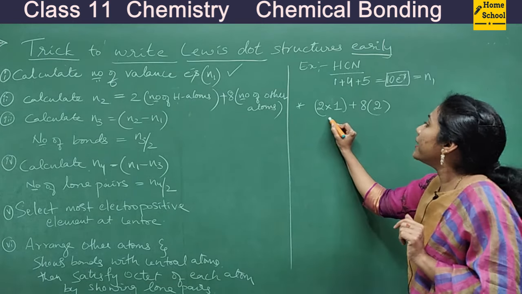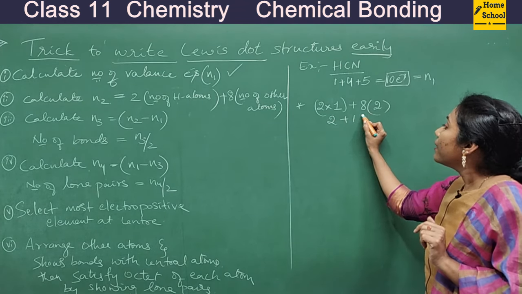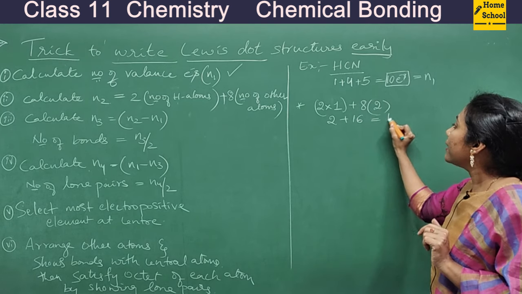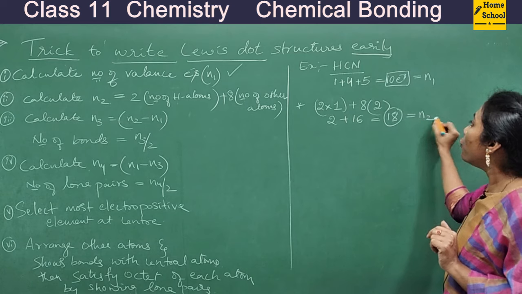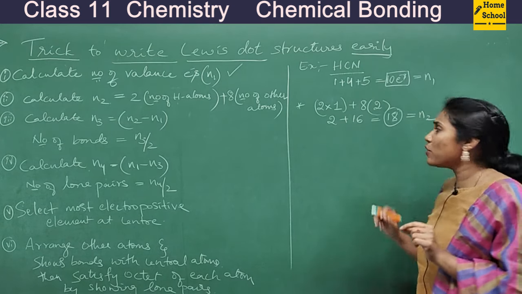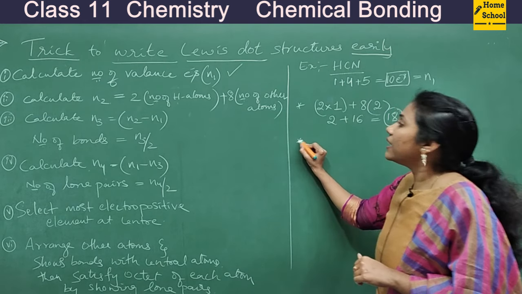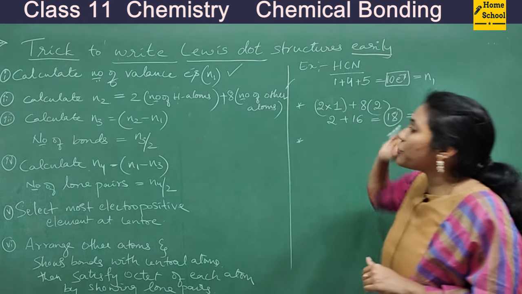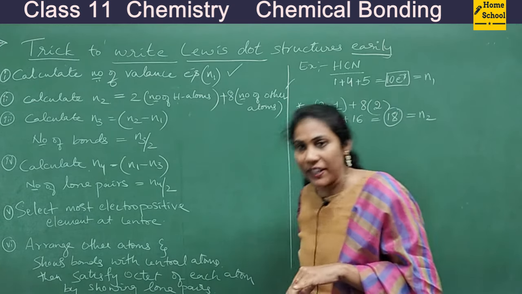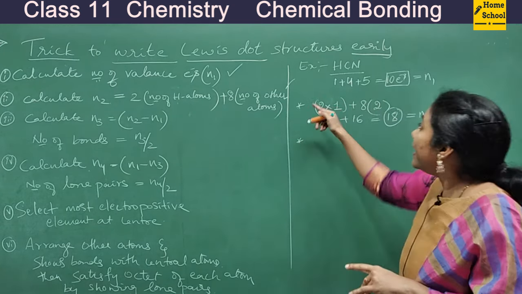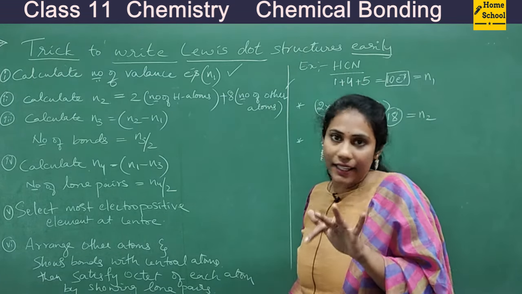So how much do you get? It is 2 plus 8 twos are 16, right? So altogether 18. So this 18 is your N2 value. Okay, so what is N2 value? It is 18. Okay, coming to third step. Hope you understood how to calculate N2: 2 into number of hydrogen atoms plus 8 into number of atoms other than hydrogen.